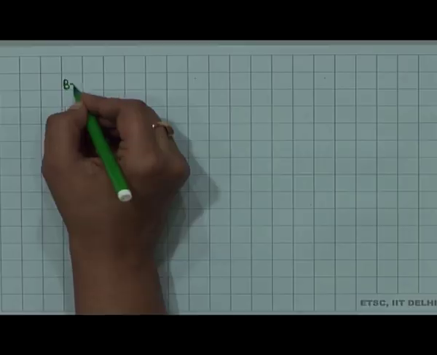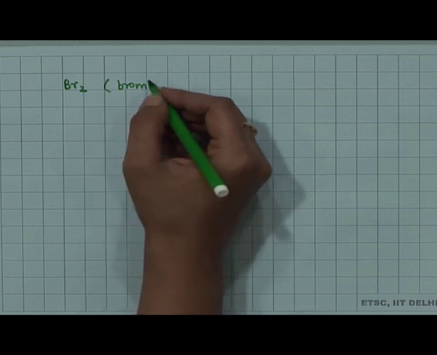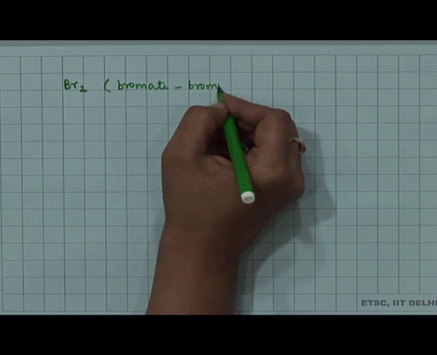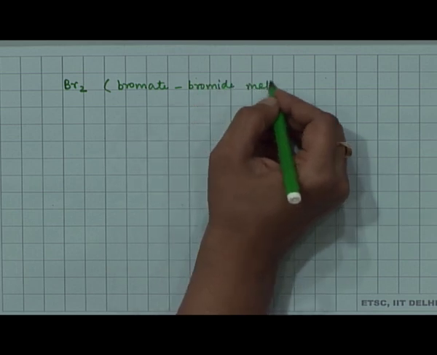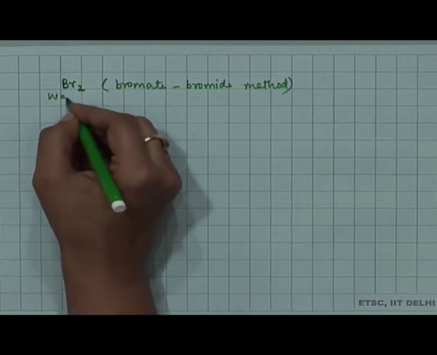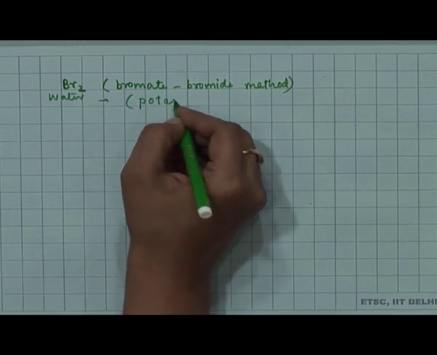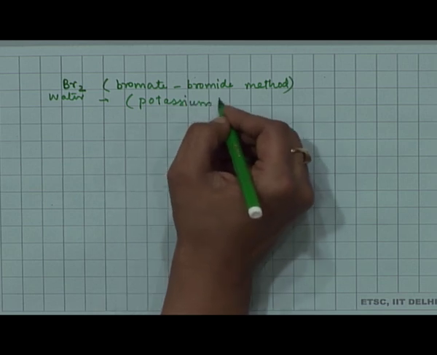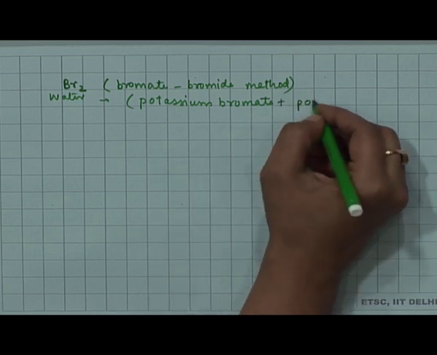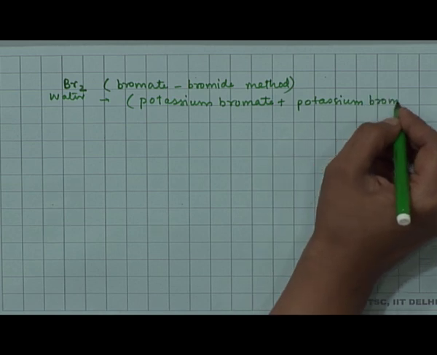And this bromine reagent that we are using, the source of bromine generation, we call the bromate bromide method. So, the bromine water you are using comes from a mixture of potassium bromate plus potassium bromide. So, it is a bromate bromide method.